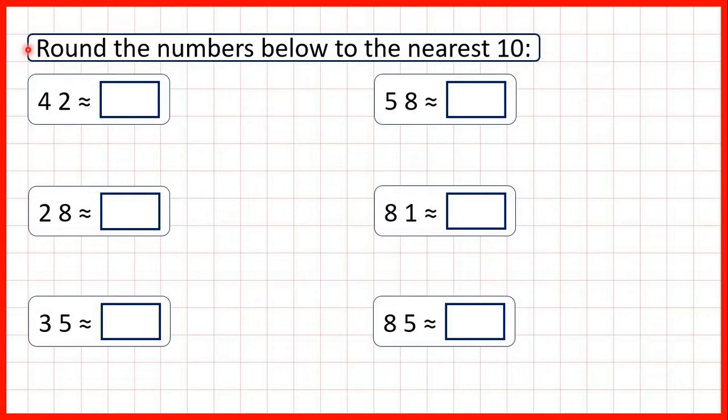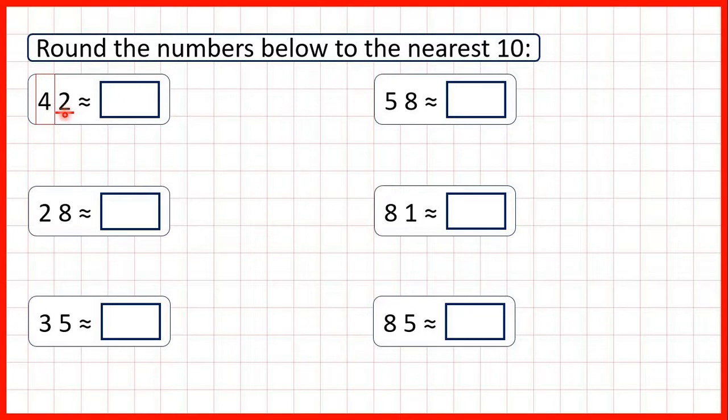Now we need to round the numbers below to the nearest 10. So first we have 42. Because we're rounding to the nearest 10, what we need to do is circle our tens digit, and then we underline the digit to the right. So we underline our ones digit. And the digit that we've underlined decides whether we're going to round up or down.